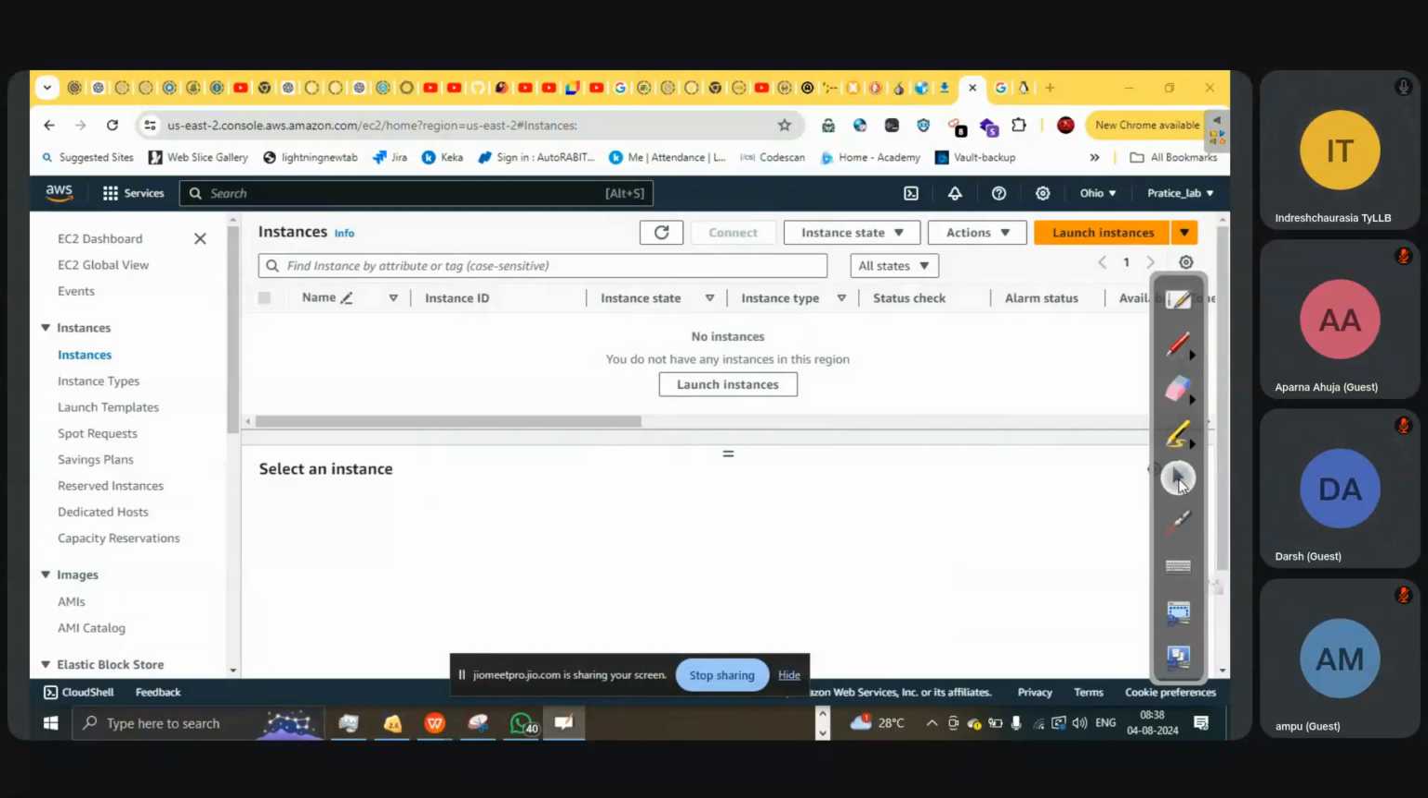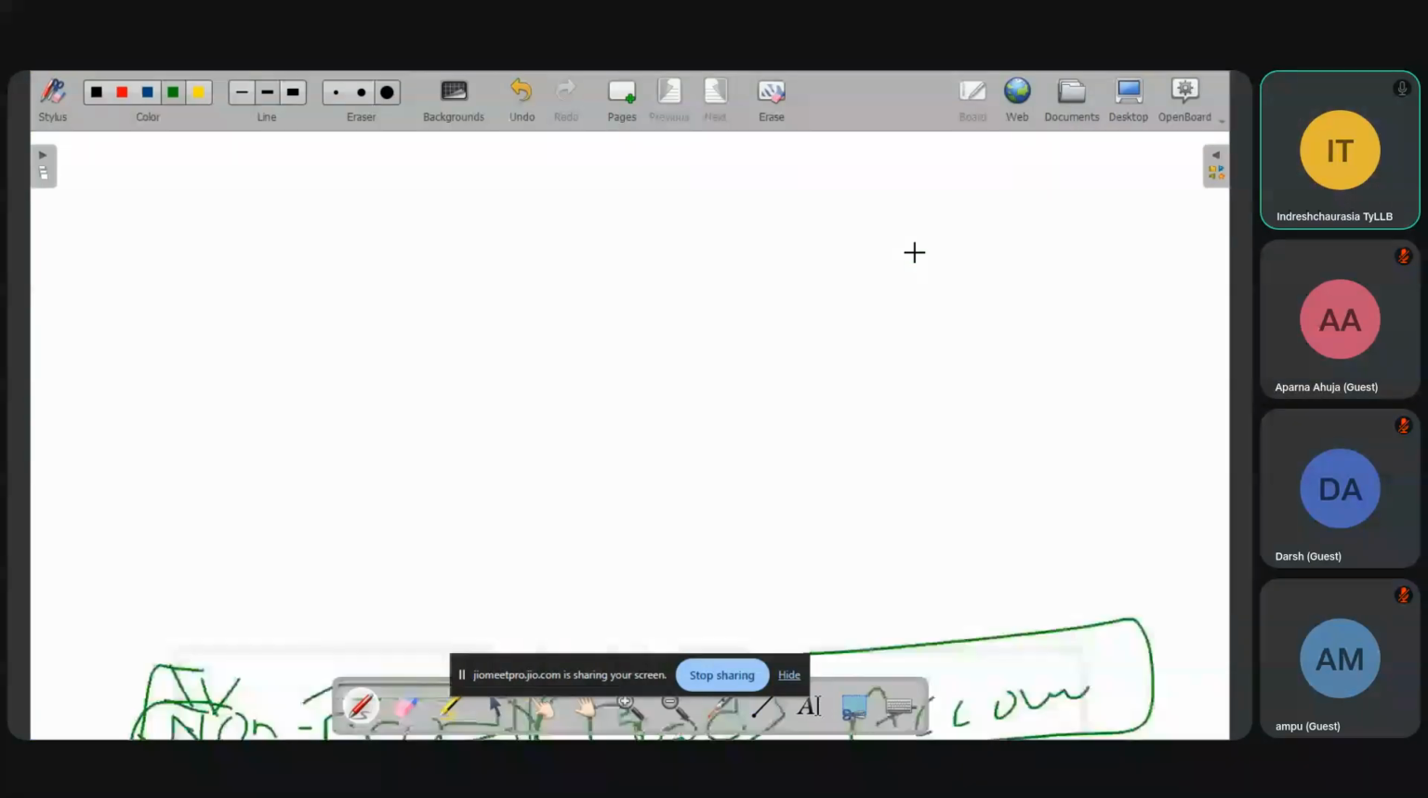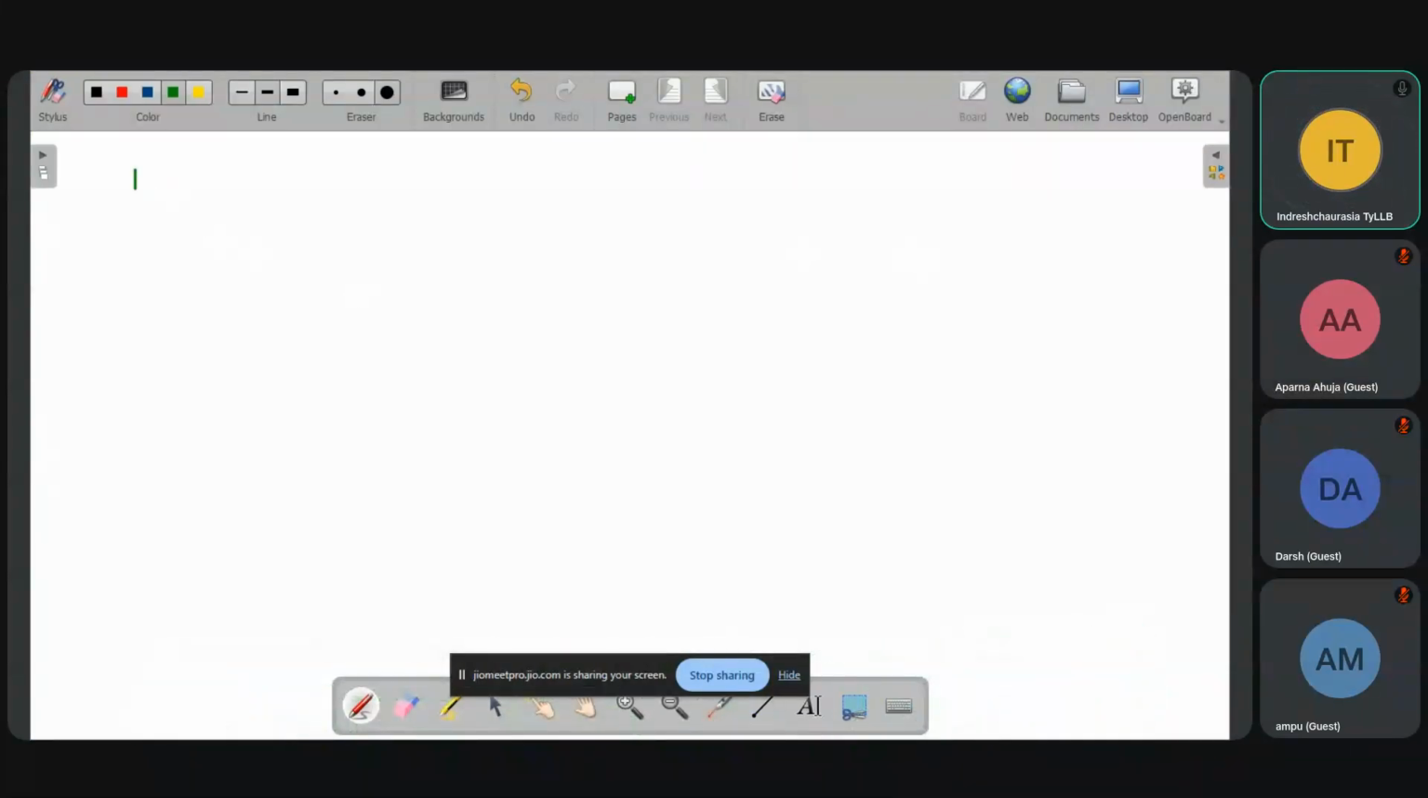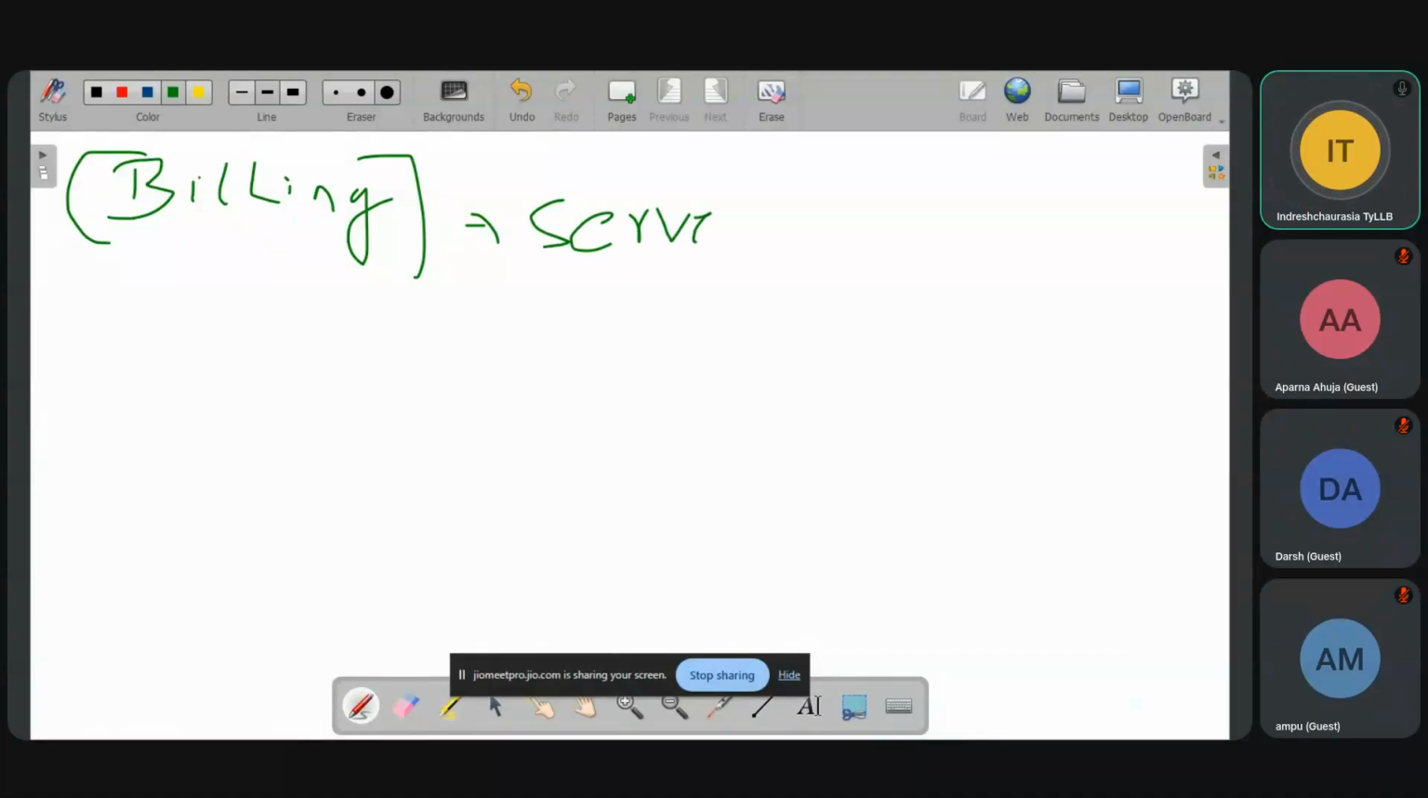Now, one more issue comes in when you manage the cloud. One issue I forgot to mention is billing issues. As soon as I create a server, my billing will start. Whatever service I am consuming or creating, everything is assigned to a bill, right?